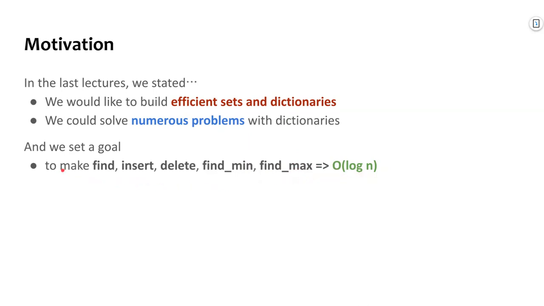And we saw how we can make these three operations O(log n) in the last lectures. And in this lecture, we're going to make the rest of these two methods O(log n). And we are going to use tree-like data structures to achieve this goal.